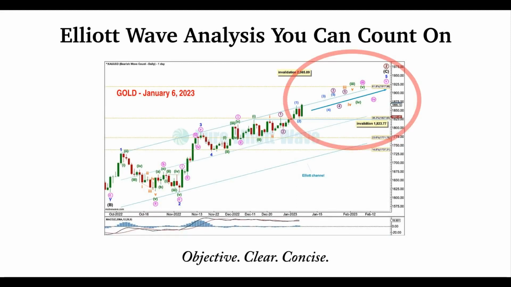This chart starts January 6, 2023, just a few months ago, and after we had an incomplete motive structure to the upside, we have a ton of overlapping, and we are yet to reach the third wave of minor wave 5. So you're about to see almost $100 move in gold that we predicted at this time. Let's play the clip.